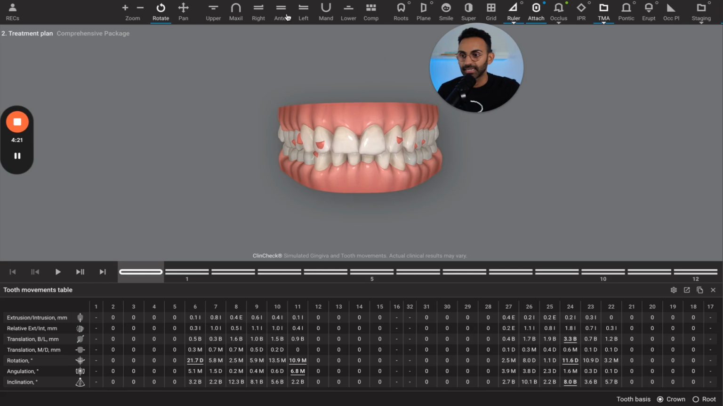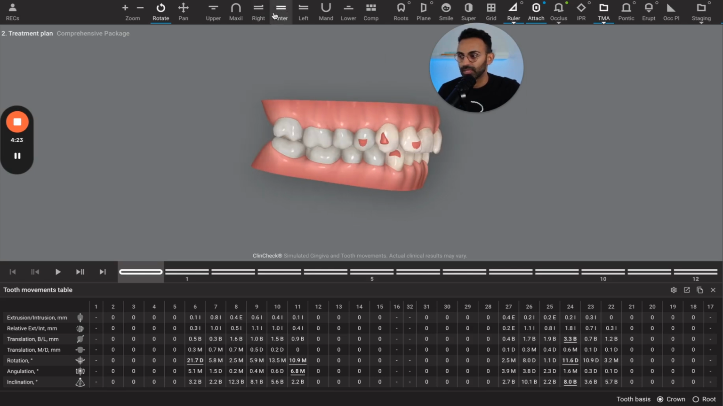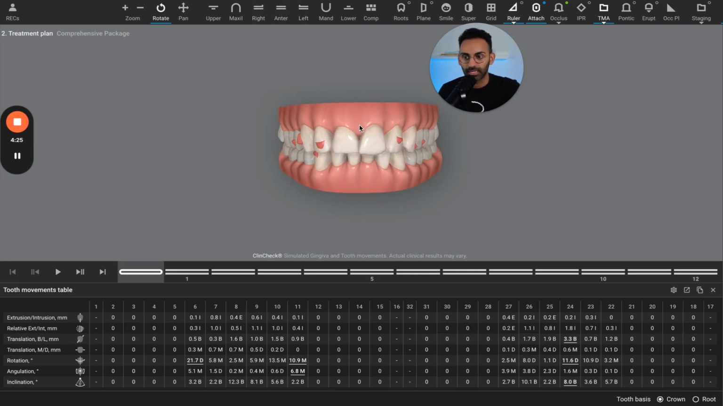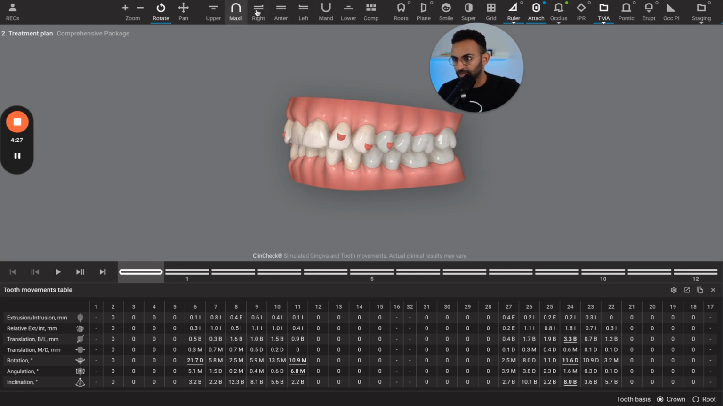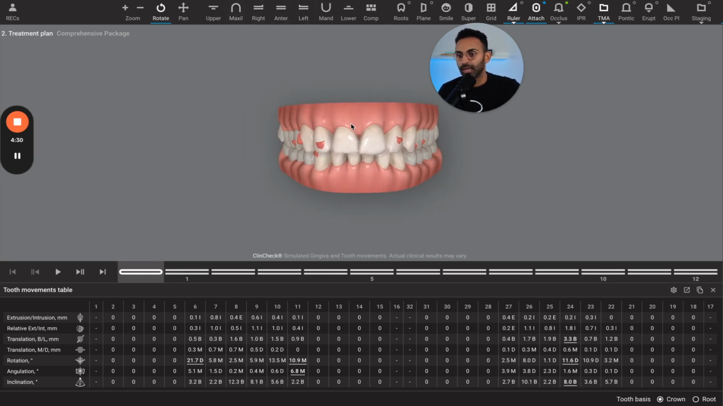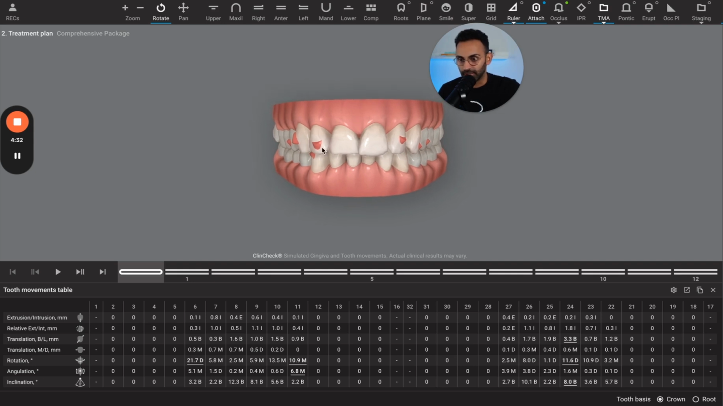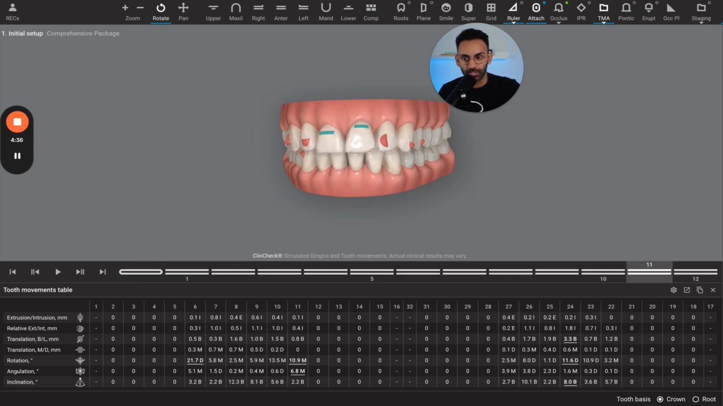The next thing I like to do is look at all the attachments. So what attachments do we have? Are they doing everything that they need to? Are we missing any? This is where I dive in and take a look. For this case, it actually started off like this.